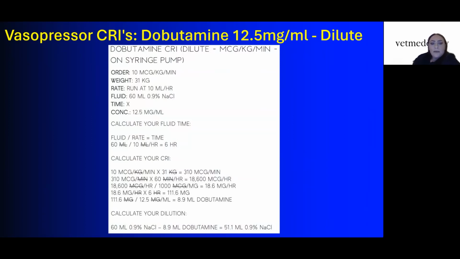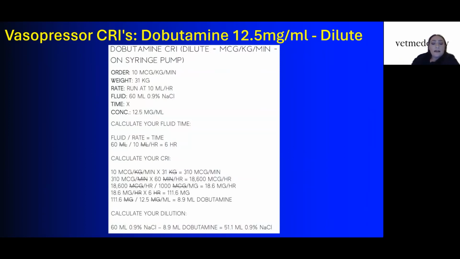So our fluid time is 60 mils divided by 10 mils per hour equals 6 hours. Calculate your CRI next. 10 mics per kg per minute times 31 kgs equals 310 mics per minute. 310 mics per minute times 60 minutes an hour equals 18,600 mics per hour. And then 18,600 mics per hour divided by 1,000 mics per mg equals 18.6 mgs an hour.